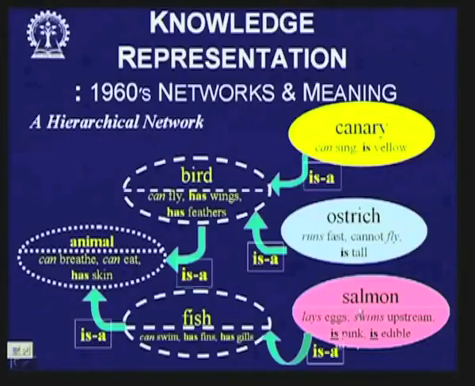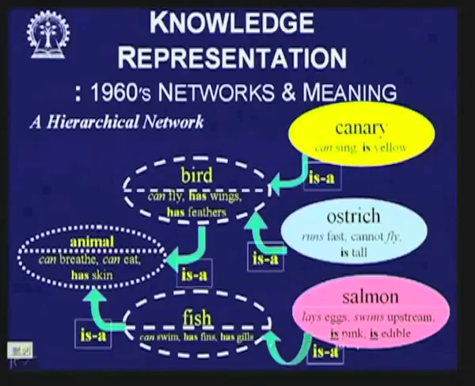Similarly, look at salmon. Salmon is a fish, and a fish can swim, has fins, has gills. But salmon has got some additional specific attributes: lays eggs, swims upstream, is pink, is edible, etc. Now, if I straightway say, does salmon lay eggs? The answer is yes, because I can see that attribute right here. But if I ask the question, can salmon swim? The answer is not here.